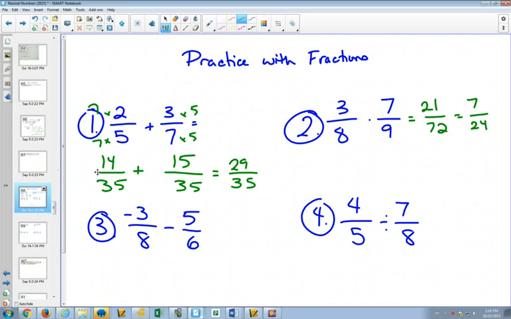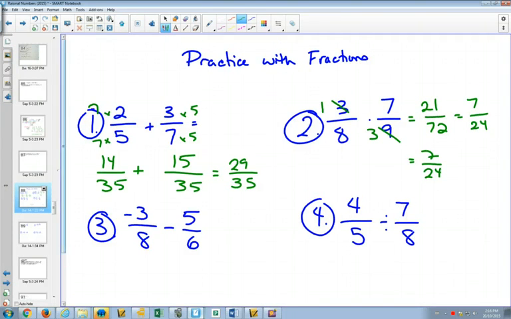Now, if you don't want to have that complicated step at the end where you have to simplify the fractions, you can look earlier and say, hey, 3 over 8 doesn't simplify, 7 over 9 doesn't simplify, but you can also check the diagonals, and 3 over 9 simplifies to 1 over 3. And then you just have 1 times 7, which is 7, and 8 times 3, which is 24. And it's already reduced.